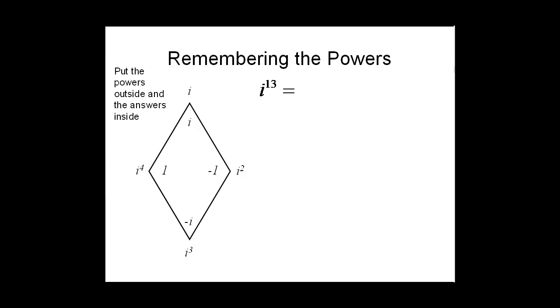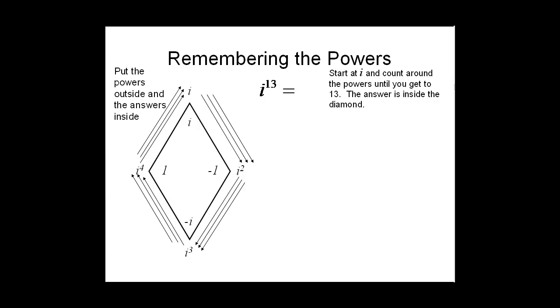Then if you want to do i to the 13th, you just have to count. 1 is the first power, 2, you're just looking at the powers, 3, 4, and you keep going around. So it's just 1, 2, 3, 4, keep going until you get to 13. So i to the 13th: 1, 2, 3, 4, 5, 6, 7, 8, 9, 10, 11, this would be 12, and 13 would be right there. So your answer is on the inside, which is i.